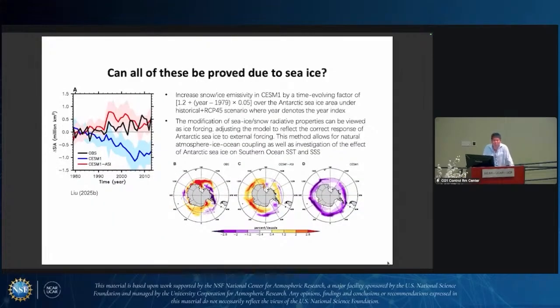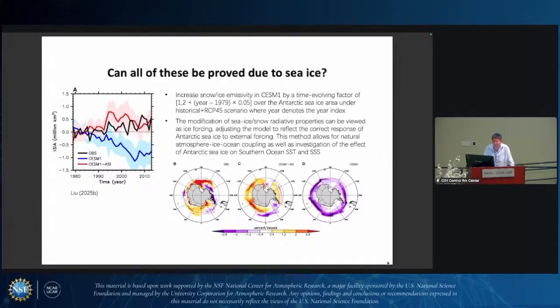So one may wonder, I just grouped the model members that can simulate the Antarctic sea ice expansion or decline. However, there are many other processes going on, so people may wonder how you can infer this difference is mainly due to the Antarctic sea ice. To prove that, I conducted a sensitivity experiment. I use CESM1 with chemical physics, and I gradually increased the snow and ice emissivity over the Antarctic sea ice area, so it's a time-evolving factor. I keep it linear because I don't want to add some nonlinear thing.